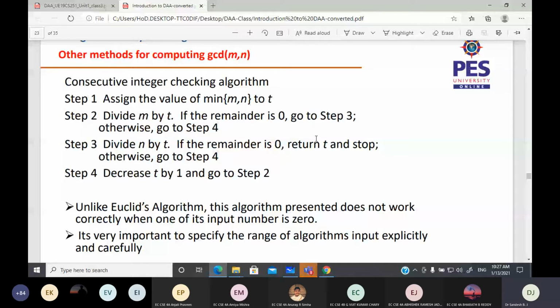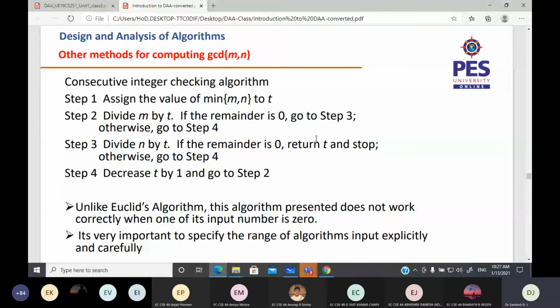But you can see that unlike Euclid's algorithm, this algorithm does not work correctly when one of its inputs is 0. In Euclid's algorithm, even if one of the inputs is 0, it was working. But in this case, it does not work. So it's very important for us to specify the range of an algorithm, the boundaries of input, explicitly and carefully. So that's what is required.